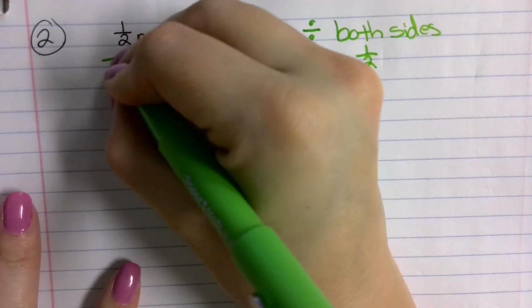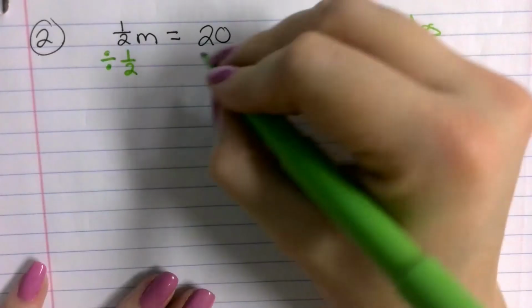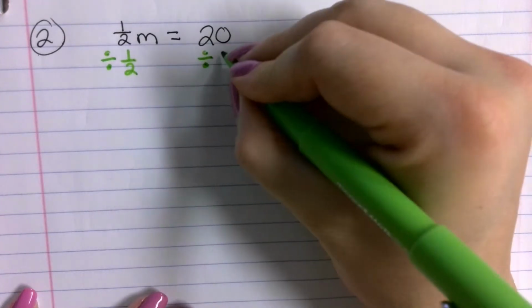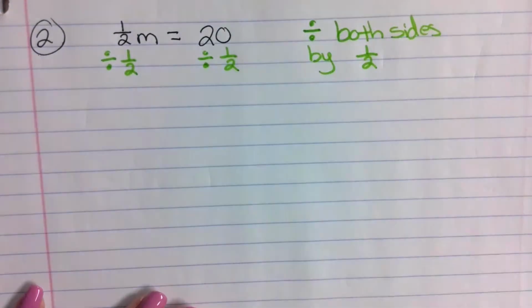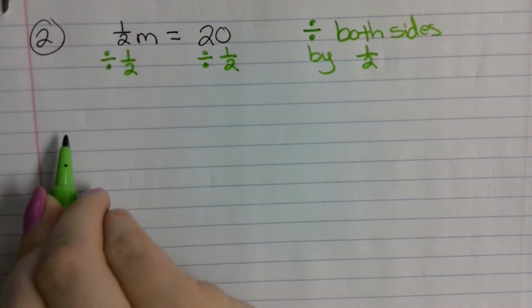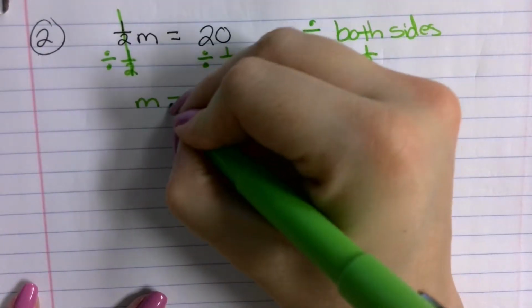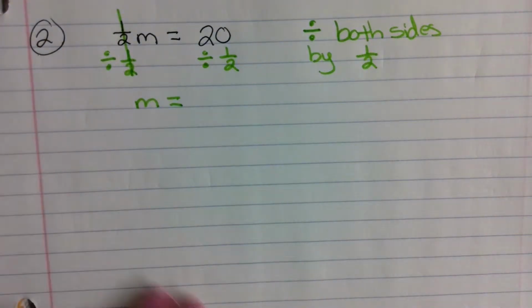So I'm taking a 1/2 and dividing it by a 1/2. I'm taking 20 and dividing it by a 1/2. Okay, so multiplying by a 1/2 and then dividing by a 1/2, it's like that never existed. I can cross it off. Then I need to put m down here. M is now by itself. It's isolated.